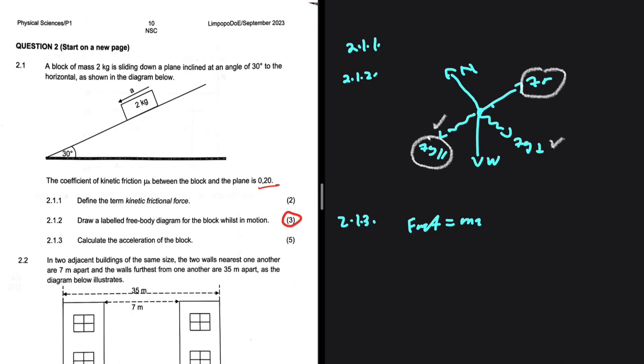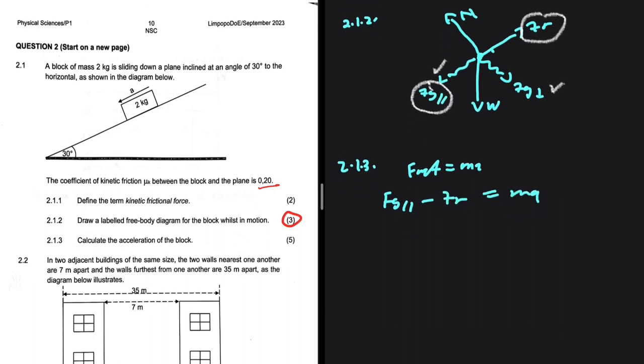Right, so how do we then set up our equation? What you want to say here is that the force pulling the object minus all the forces that are opposing. As you can see, the object is going down the incline. This is because of FG parallel. And then the force that is opposing is the frictional force. So we're going to say FG parallel minus frictional force is equal to ma. Now we just need to find FG parallel.